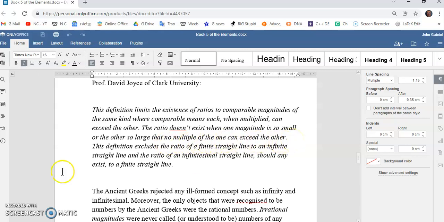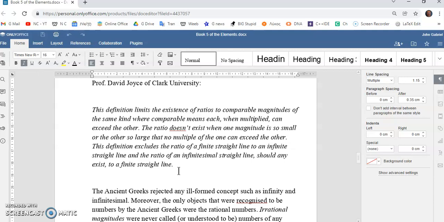Well, and the funniest part is this. He says, this definition excludes the ratio of a finite straight line to an infinite straight line, and the ratio of an infinitesimal straight line, should any exist, to a finite straight line. So, I mean, it's just so laughable that a professor of mathematics can say something like this. Shows you how clueless he is. And his site is actually one of the better sites on Euclid's Elements. But he's talking here about infinity and infinitesimals.